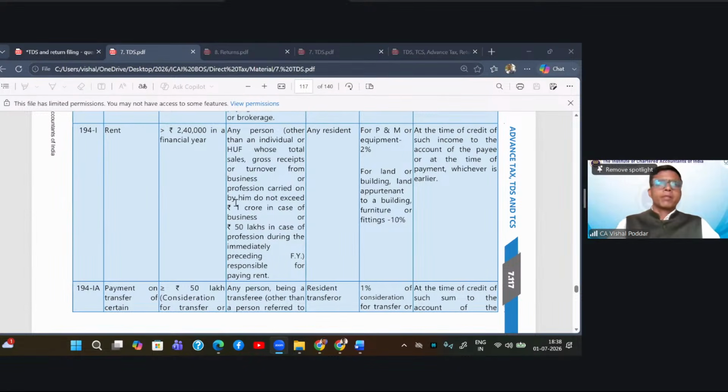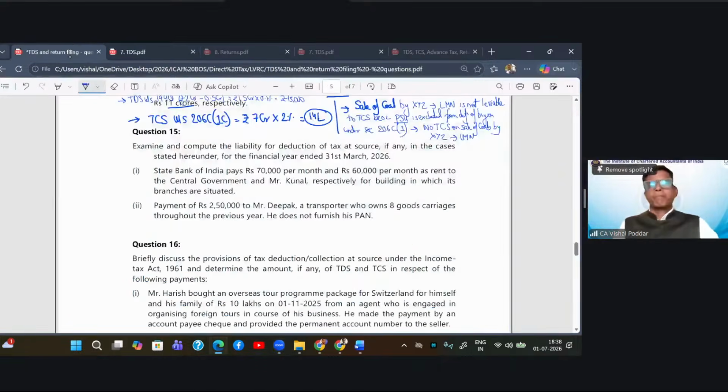So here, when SBI is making payment, SBI is making payment to two persons. 70,000 it is paying to government, 60,000 it is paying to Kunal. So as far as payment to government is concerned, the general rule for all TDS is, whenever anybody is making payment to government, obviously, logically, you will not deduct TDS of government.